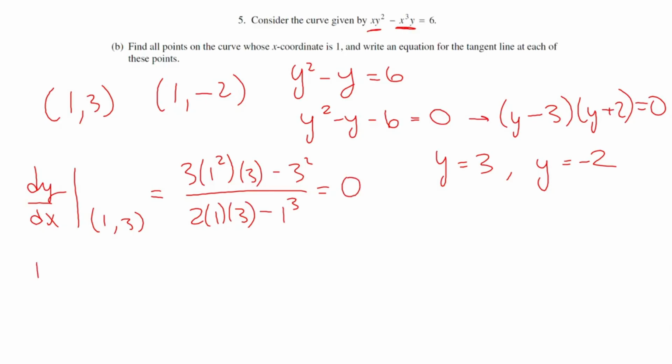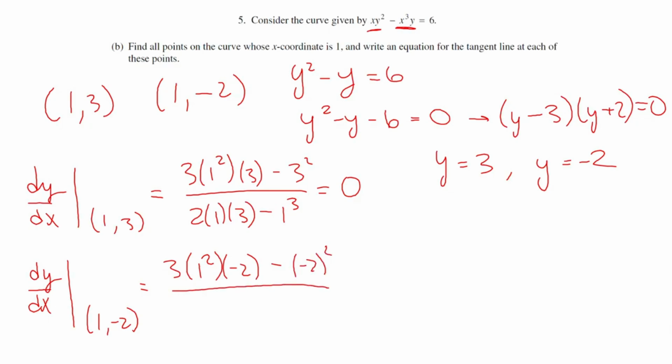And so then we'll do dy/dx at our other value, which was (1, -2). So that's going to be, again, 3 times x squared times y minus our y squared, so negative 2 squared, over, we had 2xy, so 2 times 1 times negative 2, and then minus x cubed. And so if we evaluate this all out, the numerator is negative 6 minus 4, so that's negative 10. And our denominator is negative 4 minus 1, so that's negative 5, so a slope of 2.